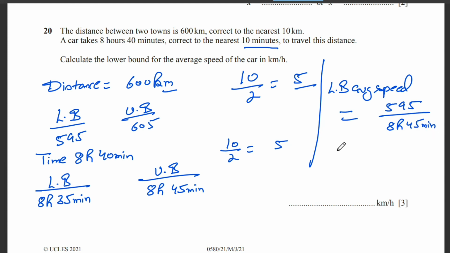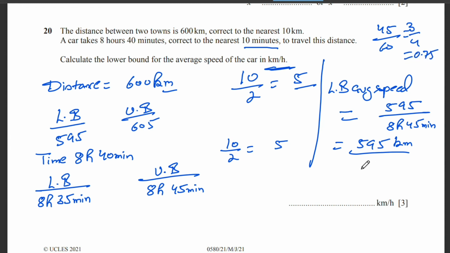Now we have to convert 45 minutes to hours. We know that 45 minutes is 3 by 4 hours or 0.75 hours. So we can write this as 595 upon 8.75 hours. So 45 by 60, converting to hours, is 3 by 4, which is the same as 0.75. So this will be 8.75 hours. Now calculating this in the calculator, you get 68 km per hour as the lower bound for the average speed of the car. So 68 km per hour is the answer.